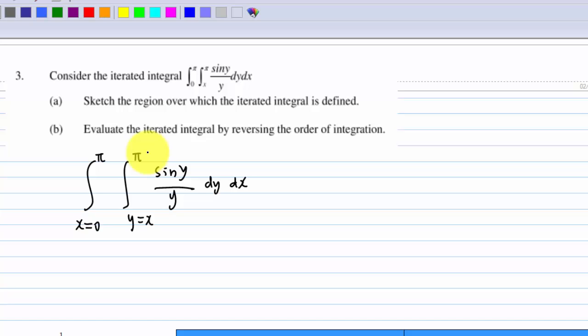The first part is to sketch the region over which the iterated integral is defined. So let's sketch the region with the xy axis, x from 0 to pi, and y from x to pi.